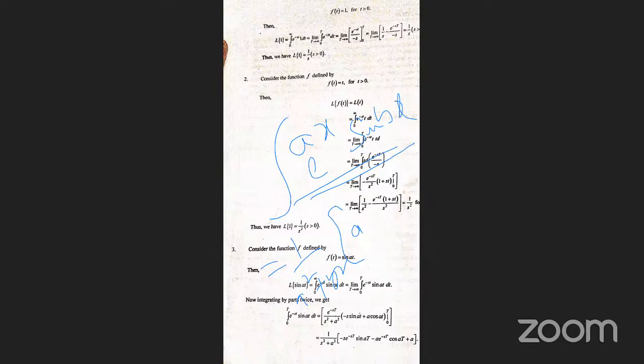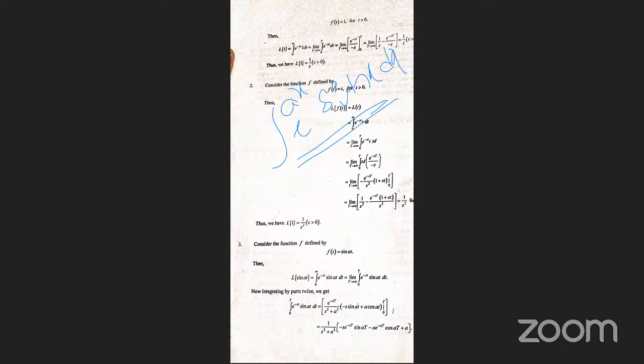So here they are giving the direct step. Here, the integral of e power of minus st into sine at dt, we can write as e power of minus st by (s square plus a square), times (minus s sine at minus a into cos at). So this is the formula.